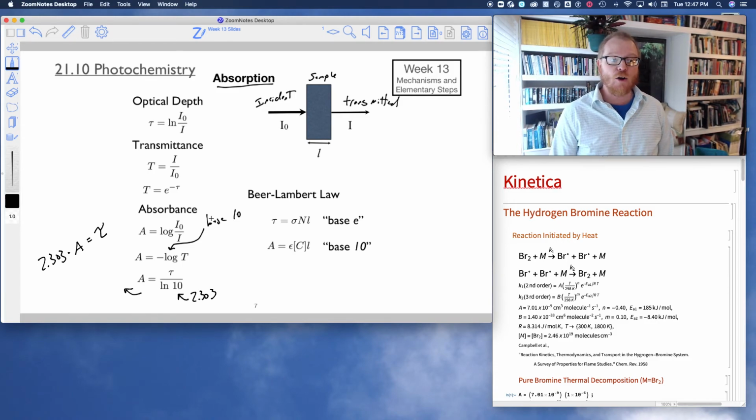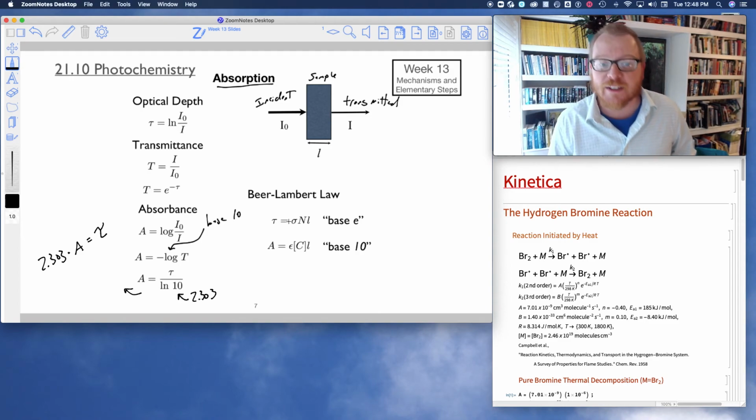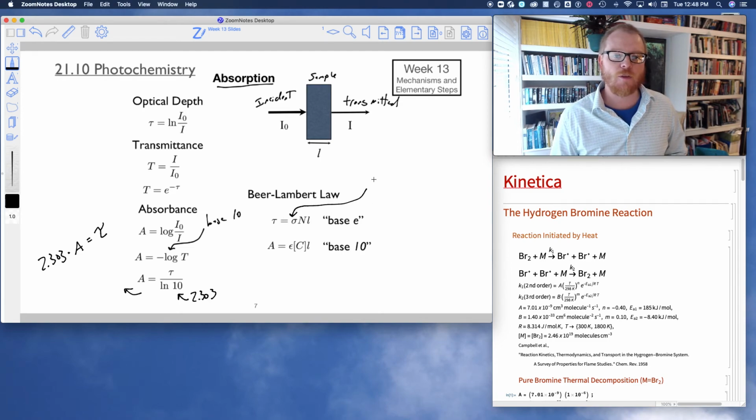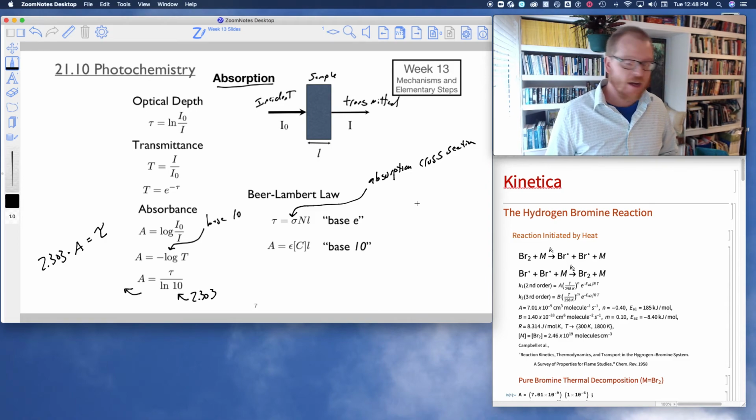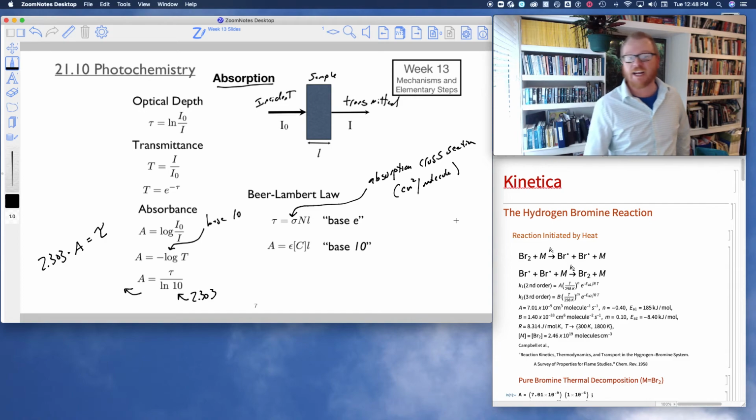Now going forward, if we consider the base e measurement and break down tau, here I've written tau, the optical depth, as the ratio of intensities, but actually we can talk about it in terms of things in the sample. Sigma is called the absorption cross section, and it has units of centimeters squared per molecule. So it does have cross-section units.